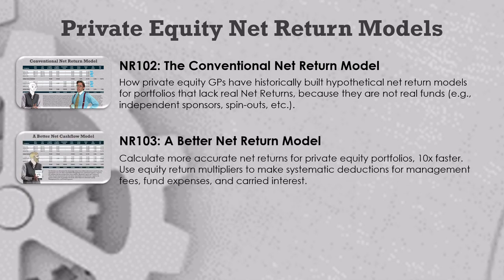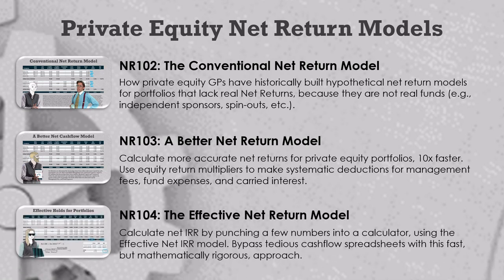Video 103 introduces a better net return model that can be built about 10 times faster. The secret is that we systematize the deductions for fees, expenses, and carry, and this makes the model easier to build and scale. You get more return measurements with a lot less spreadsheet work.